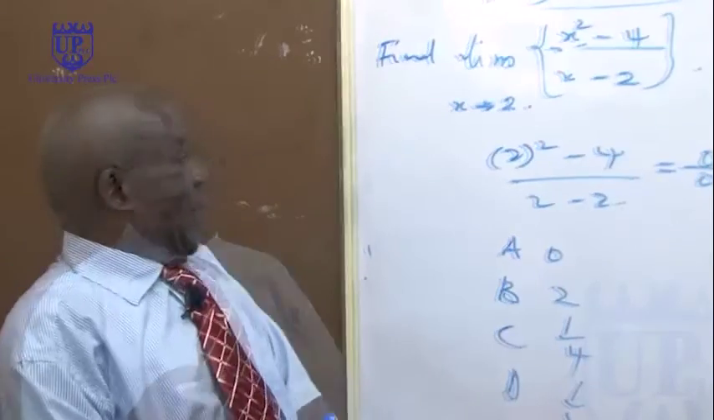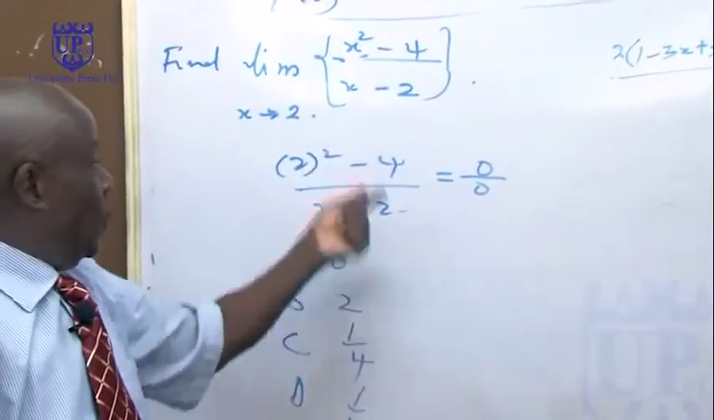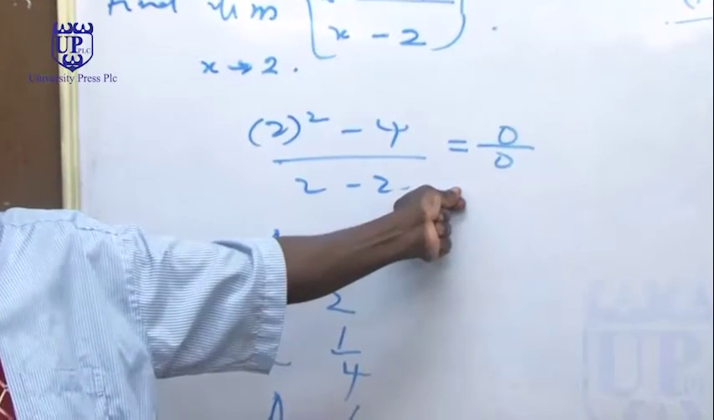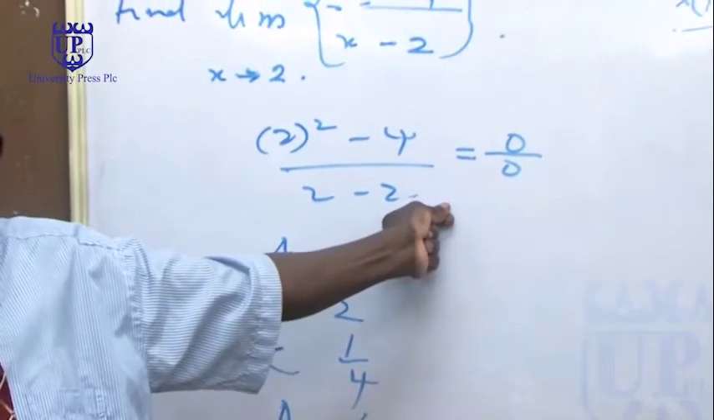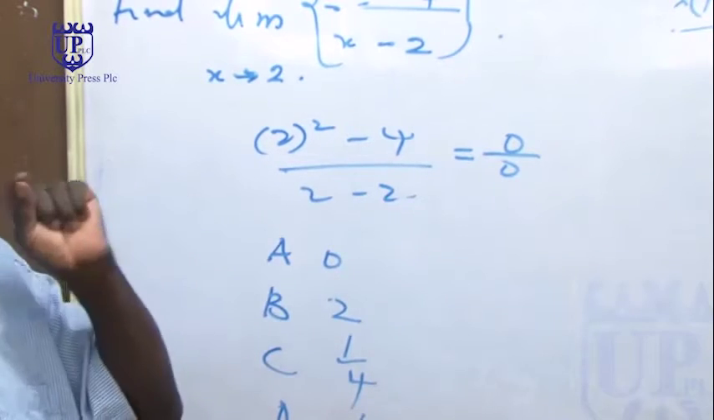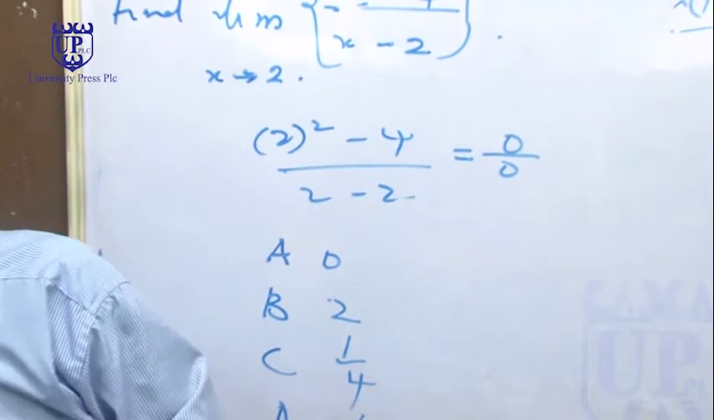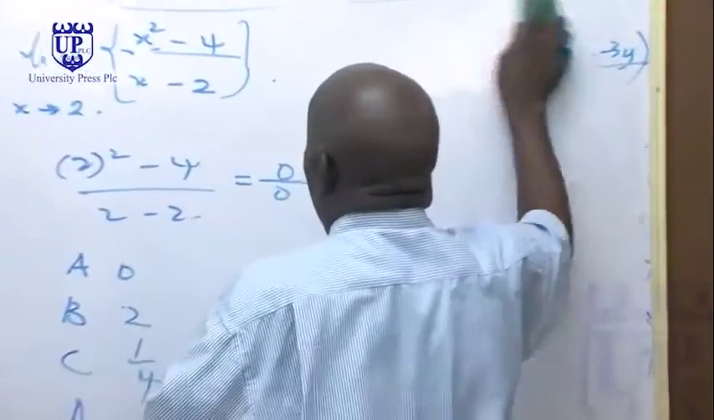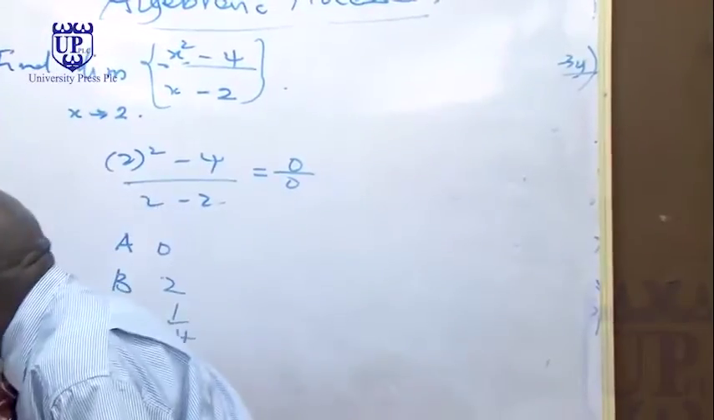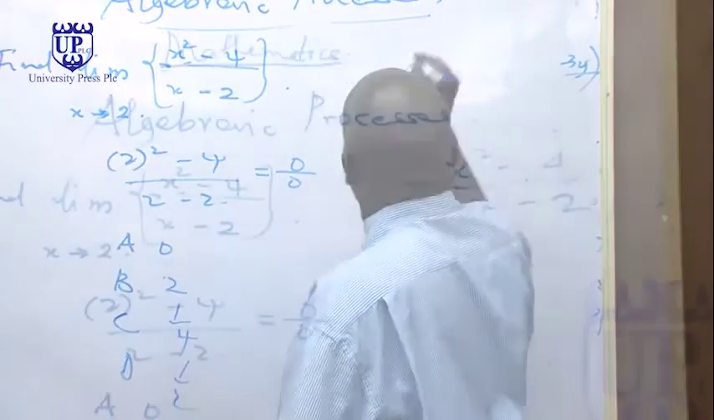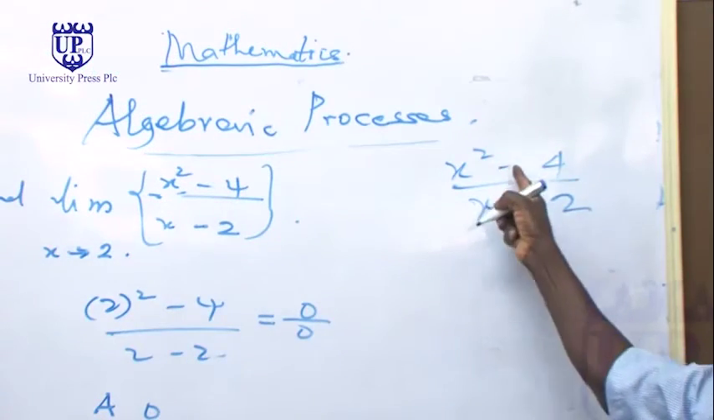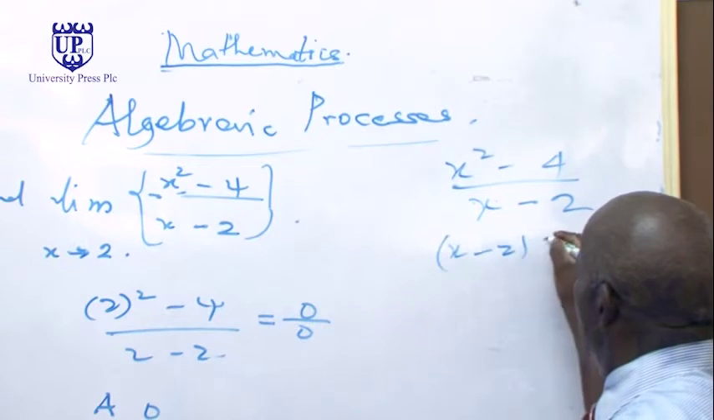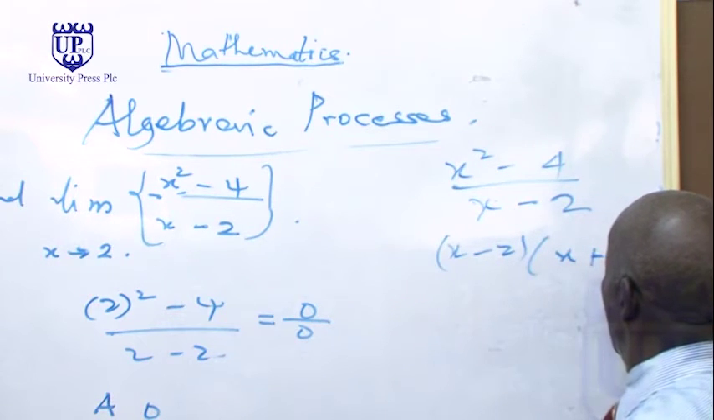If you substitute directly, you get 0 over 0. There's nothing like 0 over 0 in mathematics. This is not defined. The first thing they want you to do is look at the expression, x squared minus 4 all over x minus 2. This is a difference of two squares. It will be x minus 2 into x plus 2.